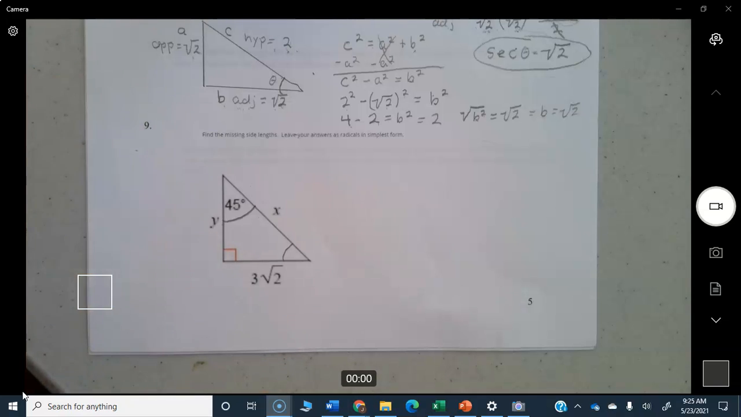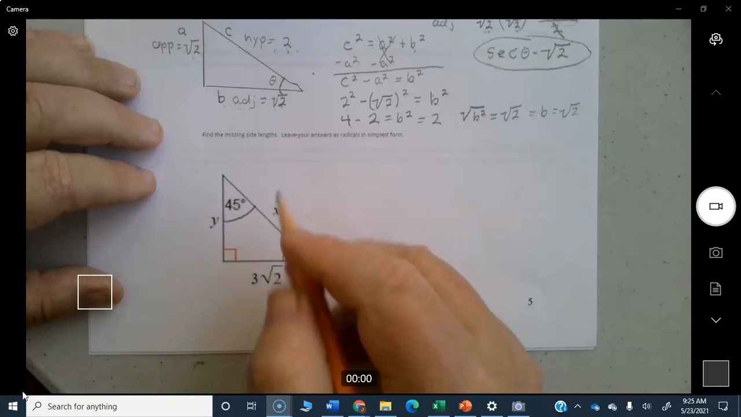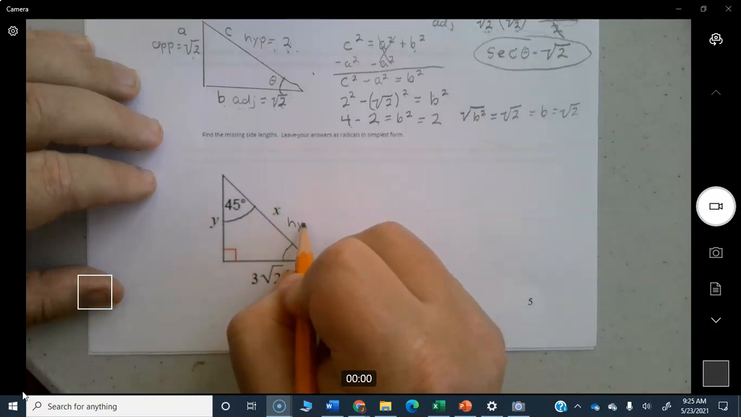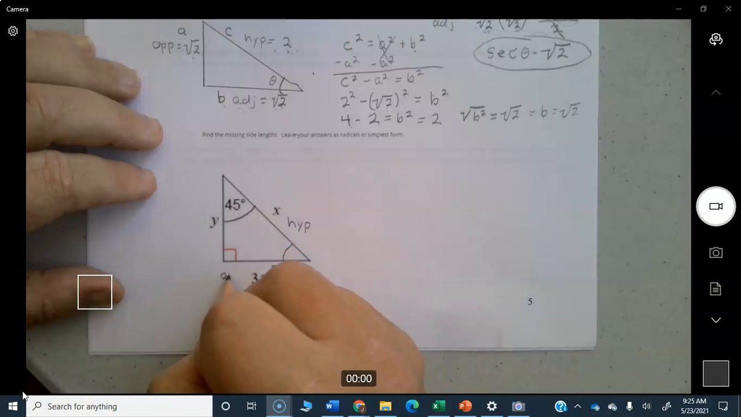So the first thing you always do in these problems is label the sides opposite, adjacent, hypotenuse. Longest side is hypotenuse. The side across from this angle is opposite.